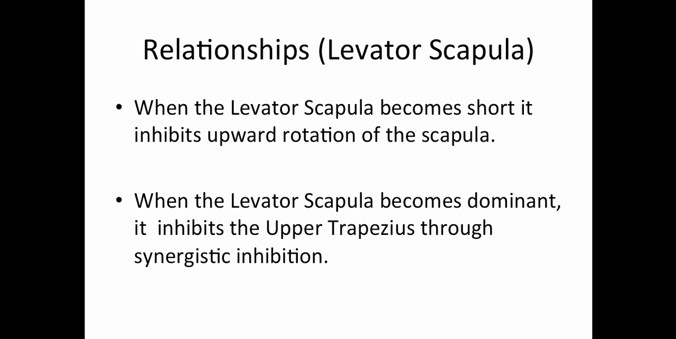When the levator scapula becomes short, it inhibits upward rotation of the scapula. When the levator scapula becomes dominant, it inhibits the upper trapezius through synergistic inhibition.